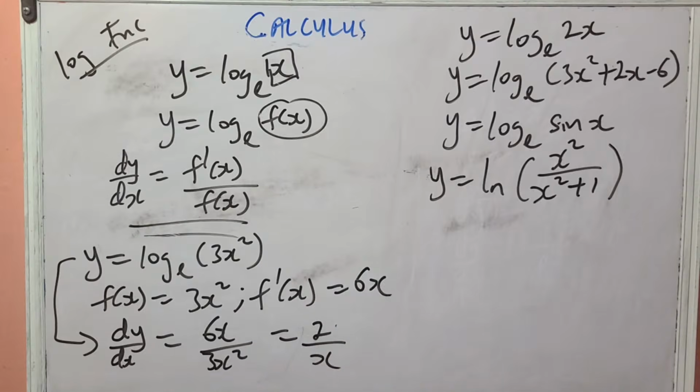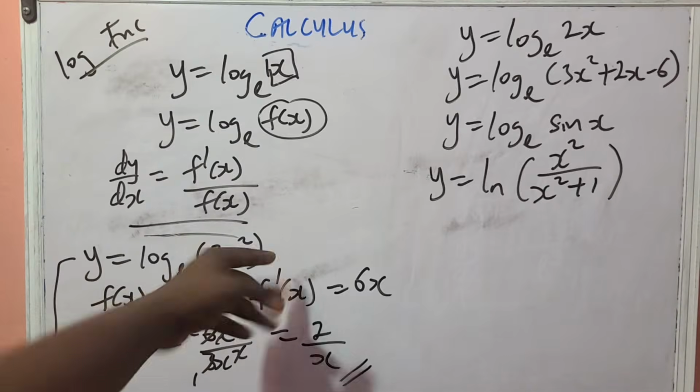I'm sure you can see that, because x will cancel one of this x. You'll be left with only one x under. 3 will go here, 1, 3 will go here, 2. That'll be 2 over x. So that's the dy dx of this function.